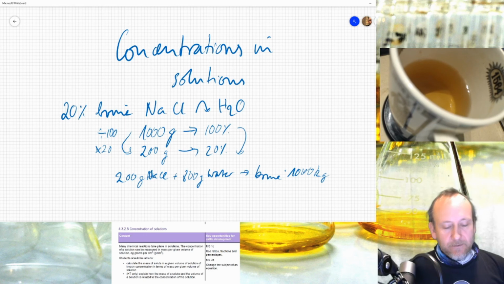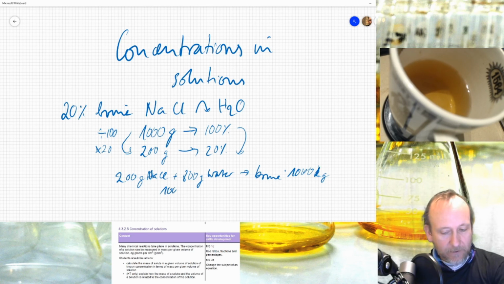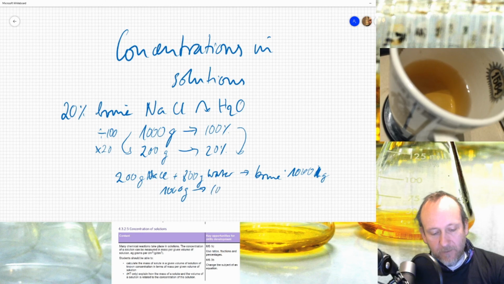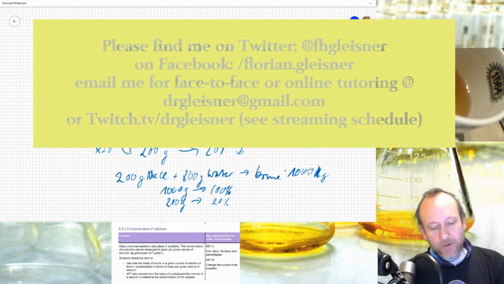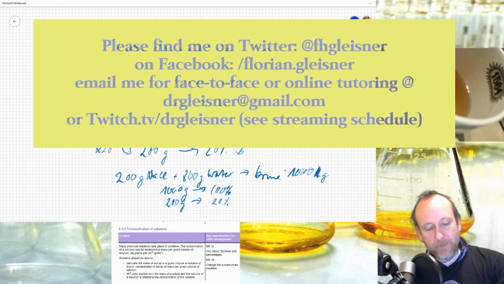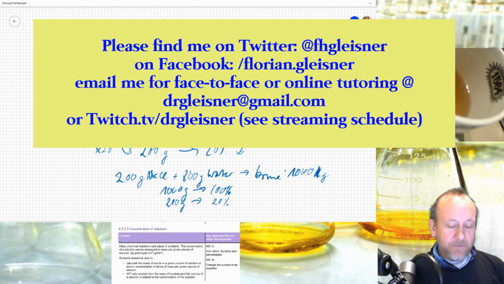So is that really 20%? Well, if 1,000, no, it's not kilograms, it's grams. If 1,000 grams is 100%, then obviously 200 grams of that would be 20%. I think that way around, you don't even need to do the maths, but you could do divided by 100 times by 20, which is exactly what we did in order to get there in the first place.